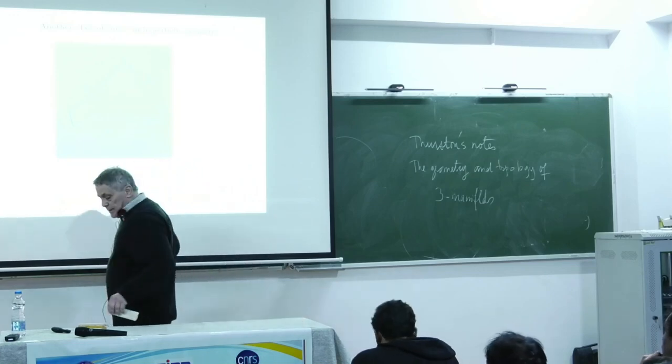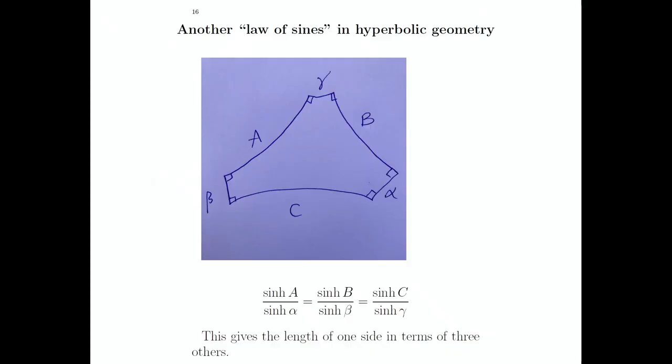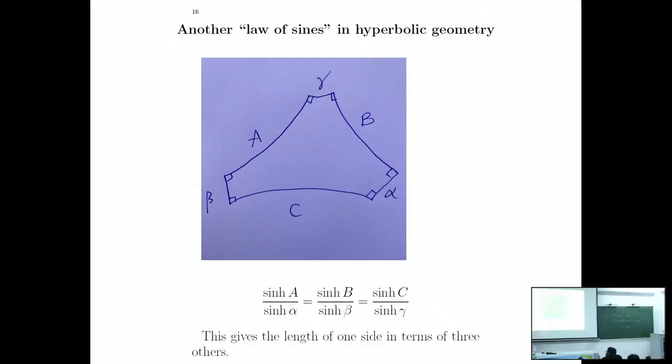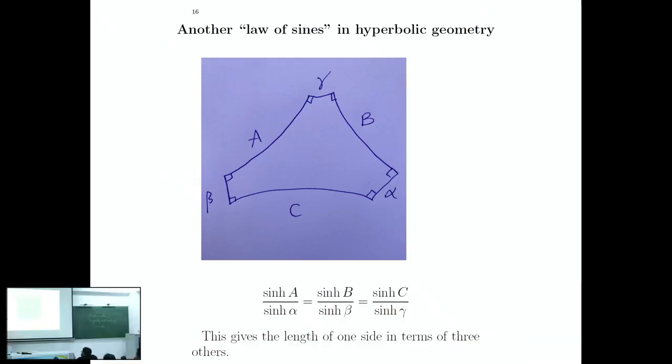Okay, so this is another law of sines. I learned this also from Thurston's notes. So we come here to right-angled hexagons. I started with right-angled hexagons. So this is a trigonometric formula for right-angled hexagons.